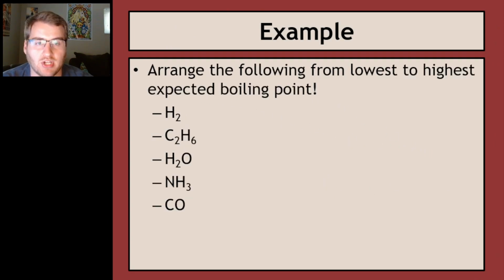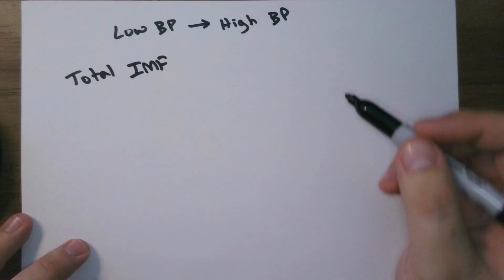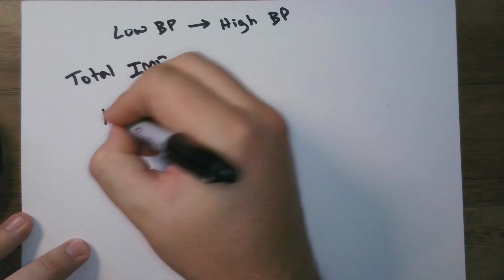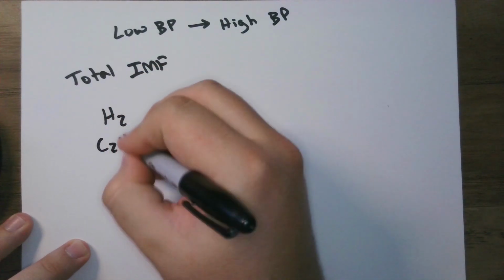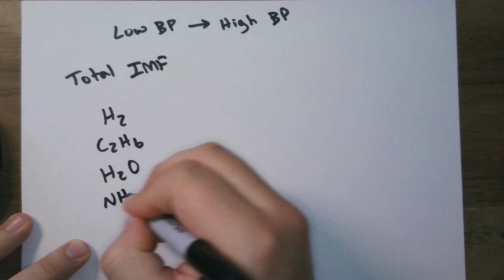And here it says arrange the following from lowest to highest expected boiling points. All right, so we have 5 more molecules here, and we just want to arrange them from lowest boiling point to highest boiling point. So what we're looking at for a question like this is their total intermolecular forces. My molecules are H2, C2H6, H2O, NH3, CO.